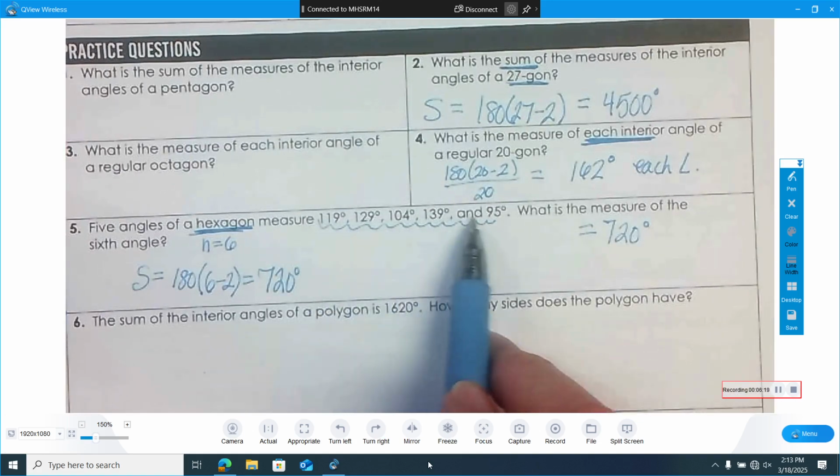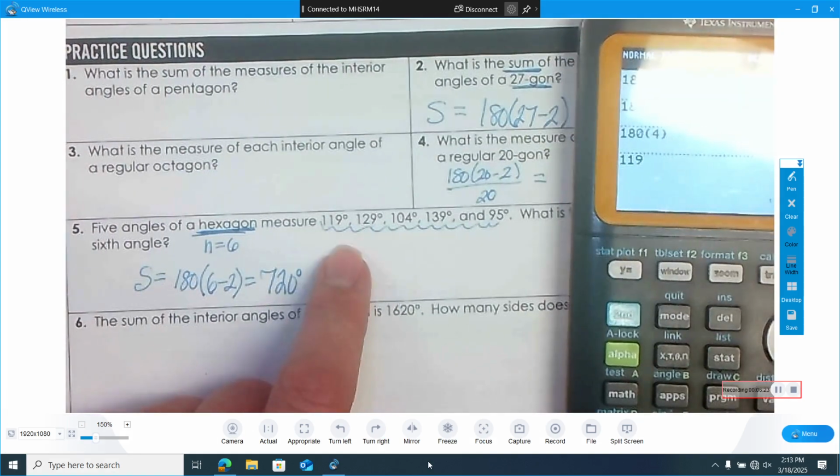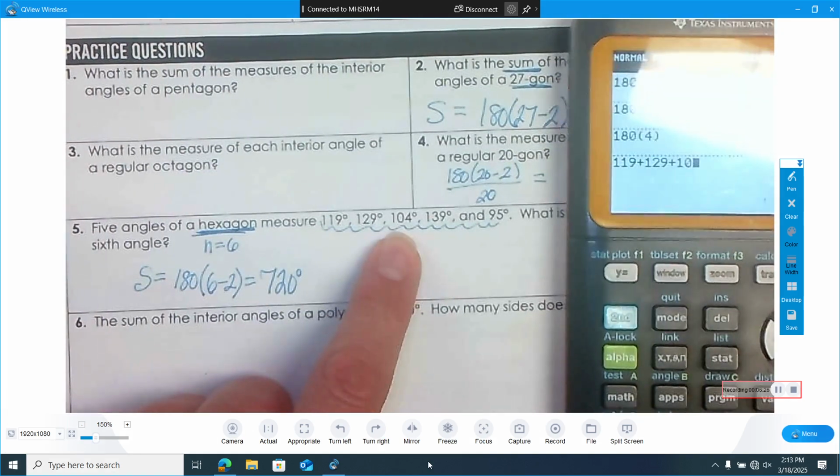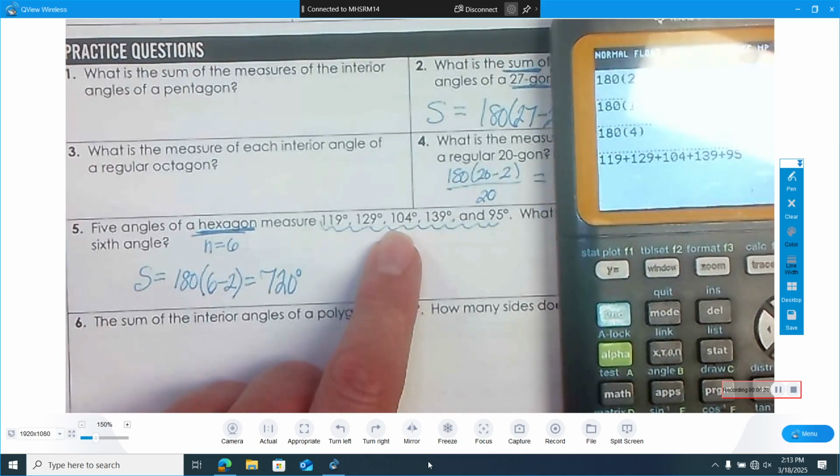Can I just add all these angles up in my calculator right now? Yeah. Okay. So I'm going to do that. 119 plus 129 plus 104 and 139 and 95. And I'll make sure I didn't fat finger anything, because that would be a tragedy.